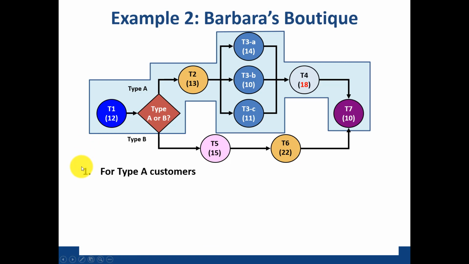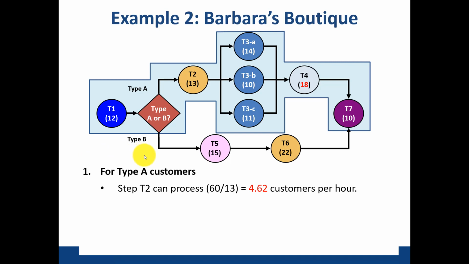Okay, so for type A customers, step 2 can process 60 divided by 13, because 60 minutes is an hour and 13 minutes it takes per customer. So this station can serve 4.62 customers an hour. This is how we measure it.